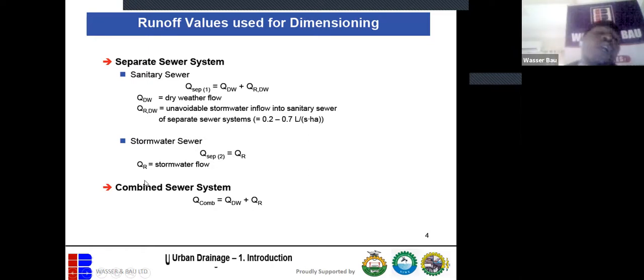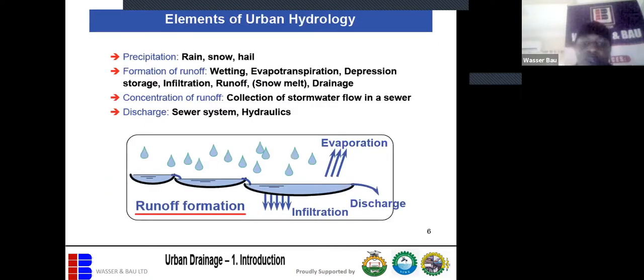Then if you're doing a combined system, you will now do DQ, which is the wastewater flow plus the stormwater flow. I've explained all this before. I've explained it in the other chart.